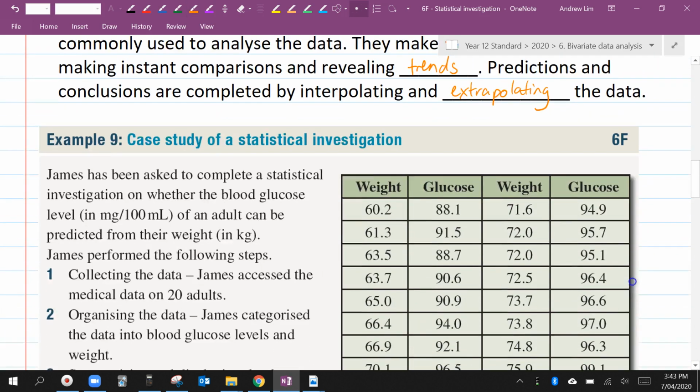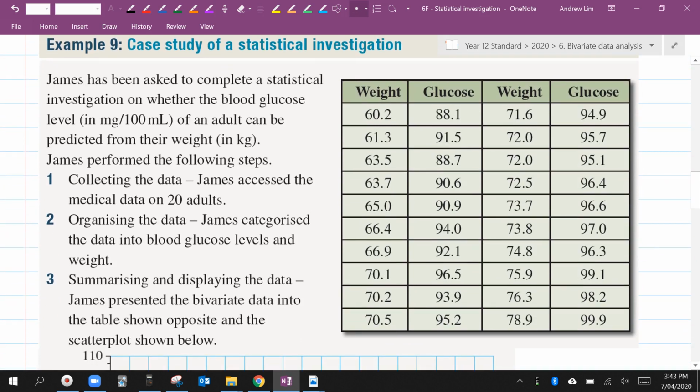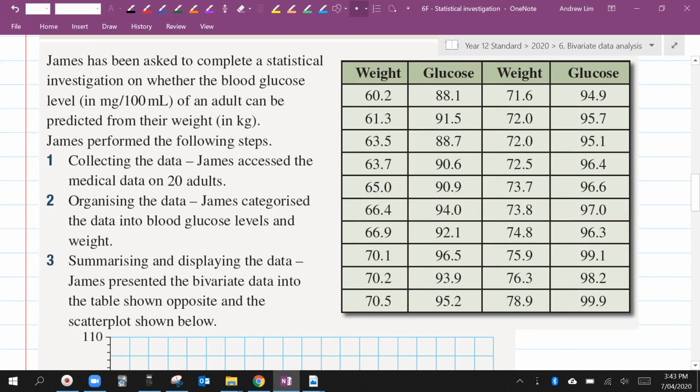So let's have a look at a real life example. James has been asked to complete a statistical investigation on whether the blood glucose level in milligrams per 100 mils of an adult can be predicted from their weight. James performed the following steps. First, he collected the data by accessing the medical data on 20 adults.